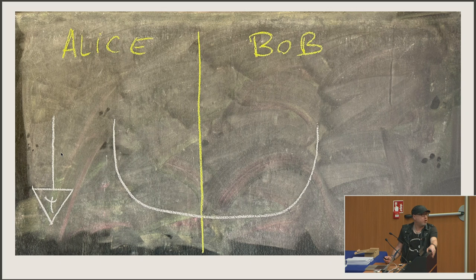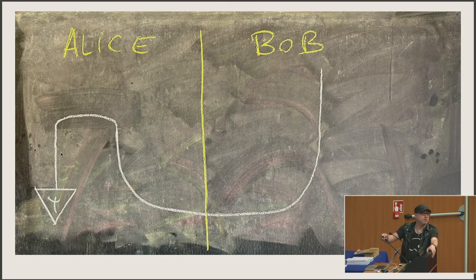Yeah, you can draw it in the air. Indeed, you just stick a cap there. And now this one goes up all the way to Bob. That's as simple as it is. So this is what's called post-selected teleportation. You do a Bell measurement and you just hope that you get the right outcome. That's basically what this is.